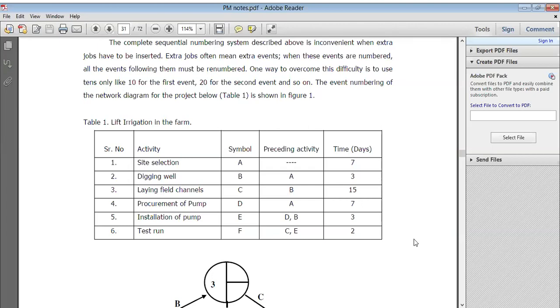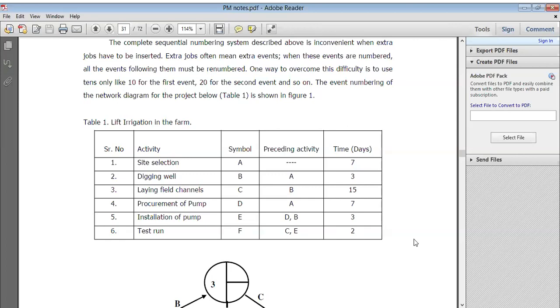Procurement of pump is D, means if A activity is completed, then digging well and procurement of pump both are started at one time, and it's dependent on A, means D cannot work until A's work is done, right? So it will take 7 days. Then installation of pumps, right? So the code is E and installation of pump is dependent on D and B. When B is completed and D is completed, then E starts the installation work, and it will take 3 days.